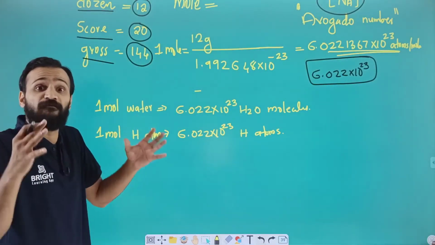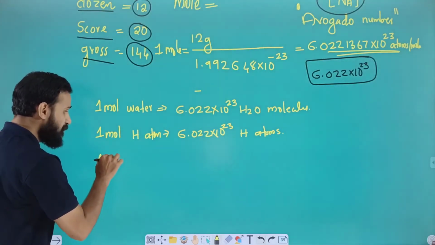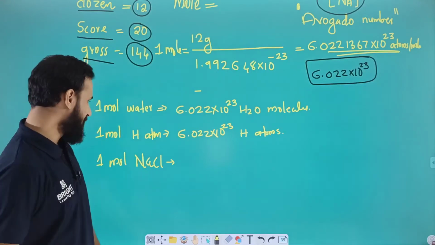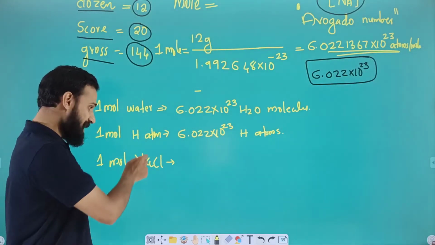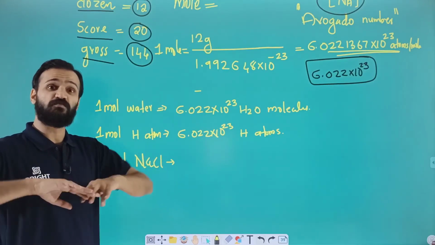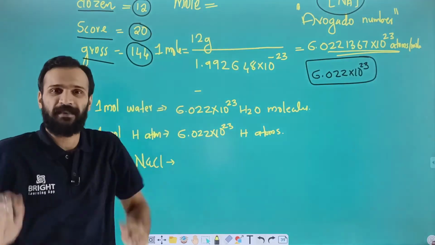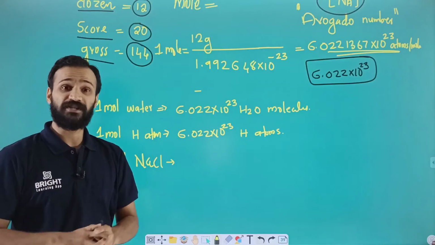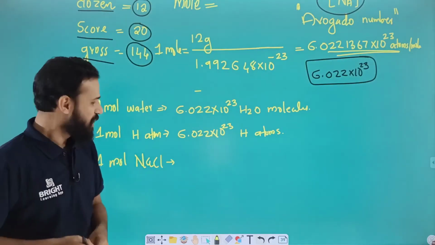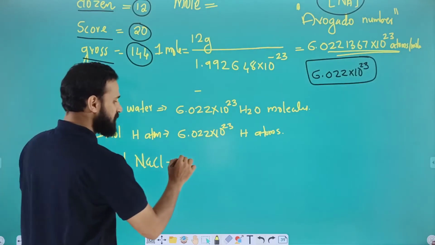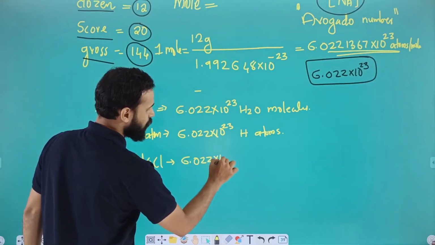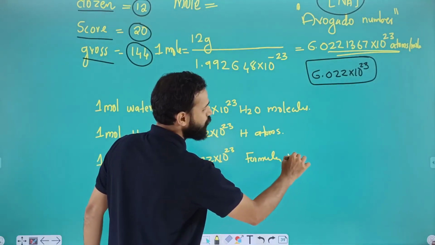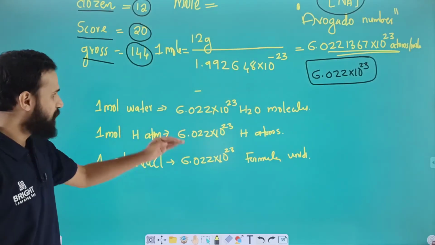Suppose I am taking 1 mole of NaCl. You may remember that in the case of ionic solids like sodium chloride, we cannot use molecular mass. Instead, we will use formula mass, because there we don't have discrete units. We only have formula units. So we can say that in 1 mole of NaCl, there are 6.022 × 10^23 formula units. This is the idea we have to remember here.